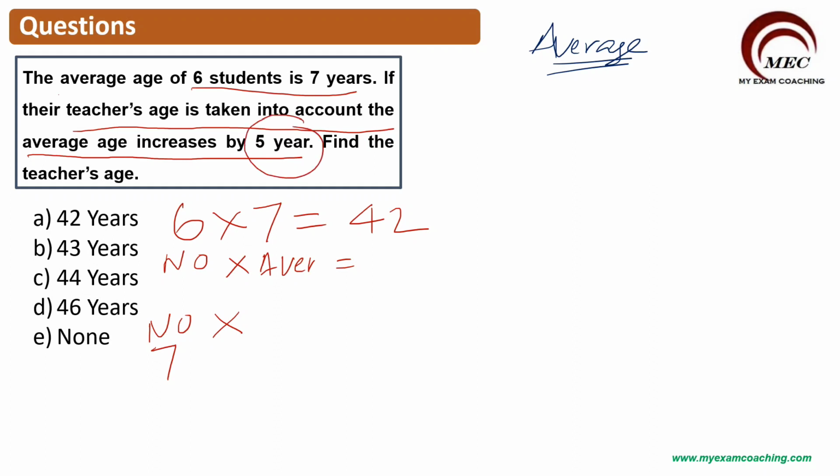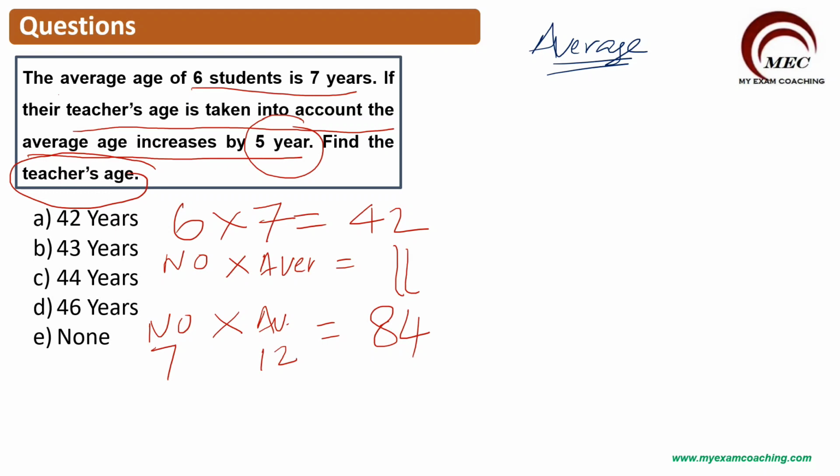First it was 7, now it is increased by 5. So 7 plus 5 becomes 12. That is, the average will become 12, so the total will become 84. So find the teacher's age. Now what is the difference between these two numbers? That is the teacher's age.